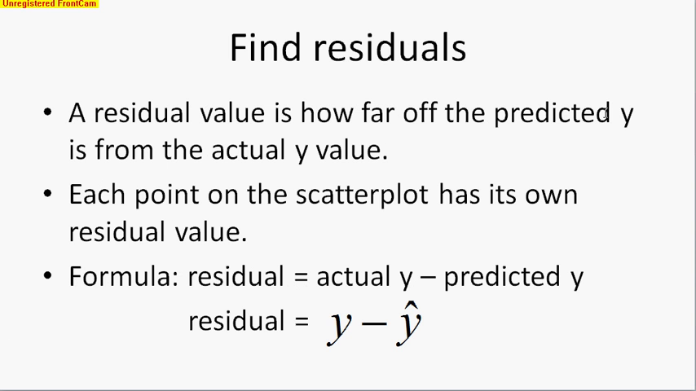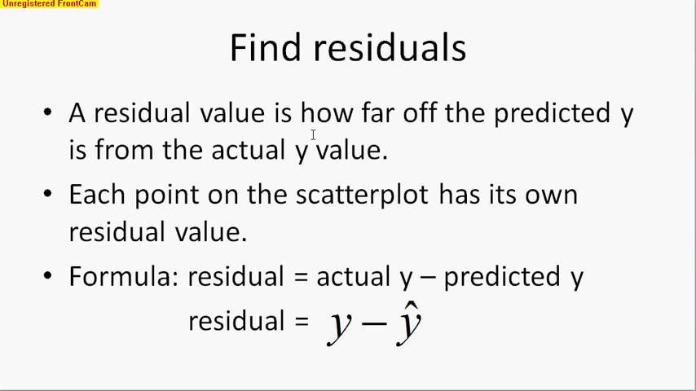All right, next up is finding the residuals. So what the heck is a residual? You've probably heard that term before, but maybe never really knew what it was. Well, a residual value is how far off the predicted y is from the actual y. Remember, our equation is predicting y variables. Somewhere out there is the actual y point, the actual point on our graph, and the distance between them is the residual, okay?